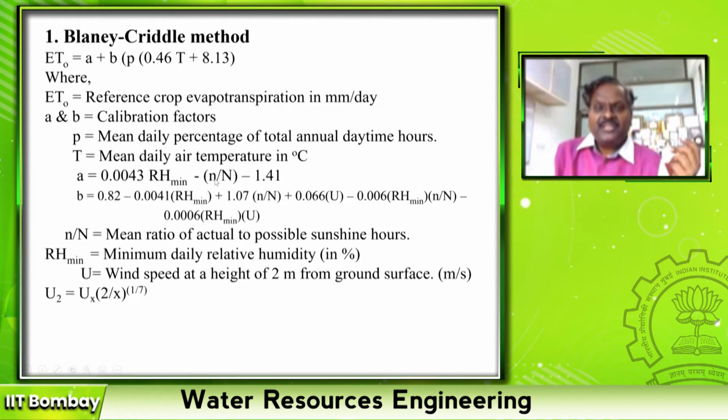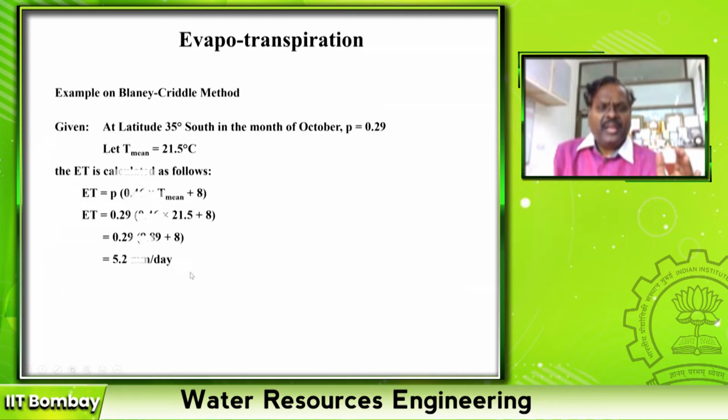N by N, this is also in hours and this is also in hours. This is dimensionless. And similarly, when it is more than 4 decimals, it is in percentage. Otherwise, it will be in decimals. And wind speed, as I said, is in meters per second. But normally all meteorological stations give you the wind speed in kilometers per day or kilometers per hour. So I would like to give you a small example.